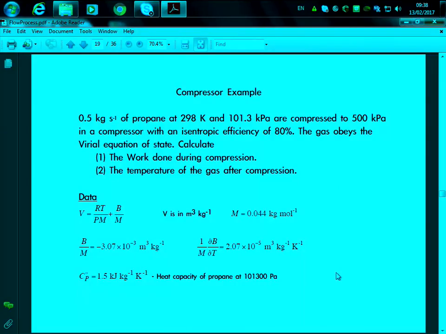So in this compressor example, we have 0.5 kilograms per second of propane at that temperature and pressure, compressed to 500 kilopascal in a compressor with an isentropic efficiency of 80%. The gas obeys the virial equation of state. We need to calculate the work done during compression and the temperature of the gas after compression.